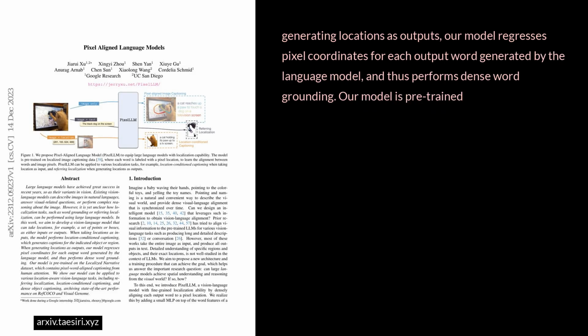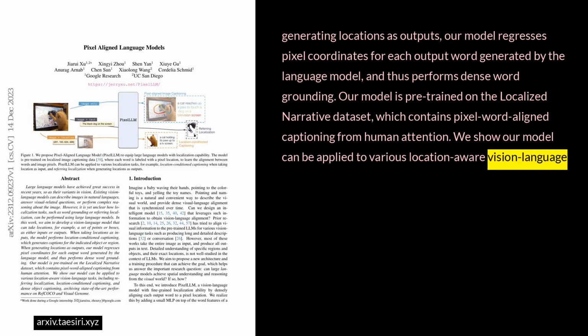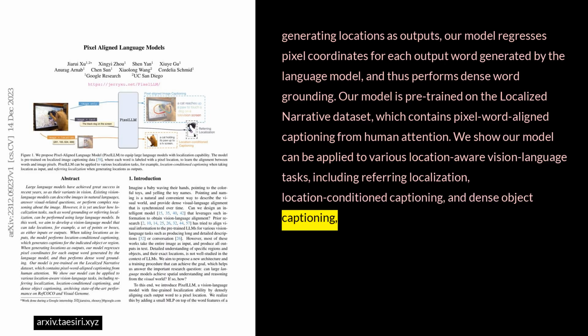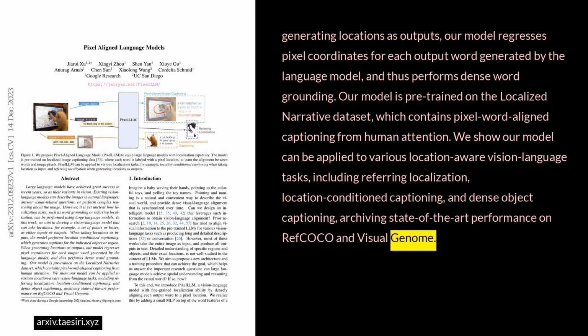Our model is pre-trained on the localized narrative dataset, which contains pixel word-aligned captioning from human attention. We show our model can be applied to various location-aware vision language tasks, including referring localization, location-conditioned captioning, and dense object captioning, achieving state-of-the-art performance on RefCOCO and Visual Genome.